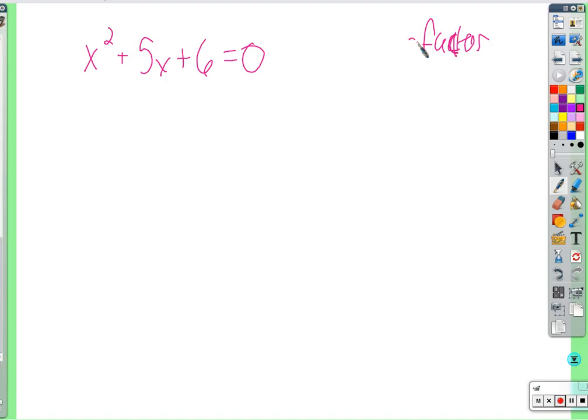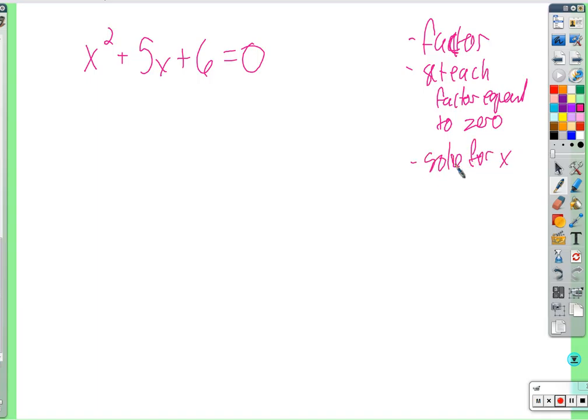Let's say x squared plus 5x plus 6 equals 0. First factor. Set each factor equal to 0. Solve for x. All right. Let's remember how these guys factor when we have three terms like this.